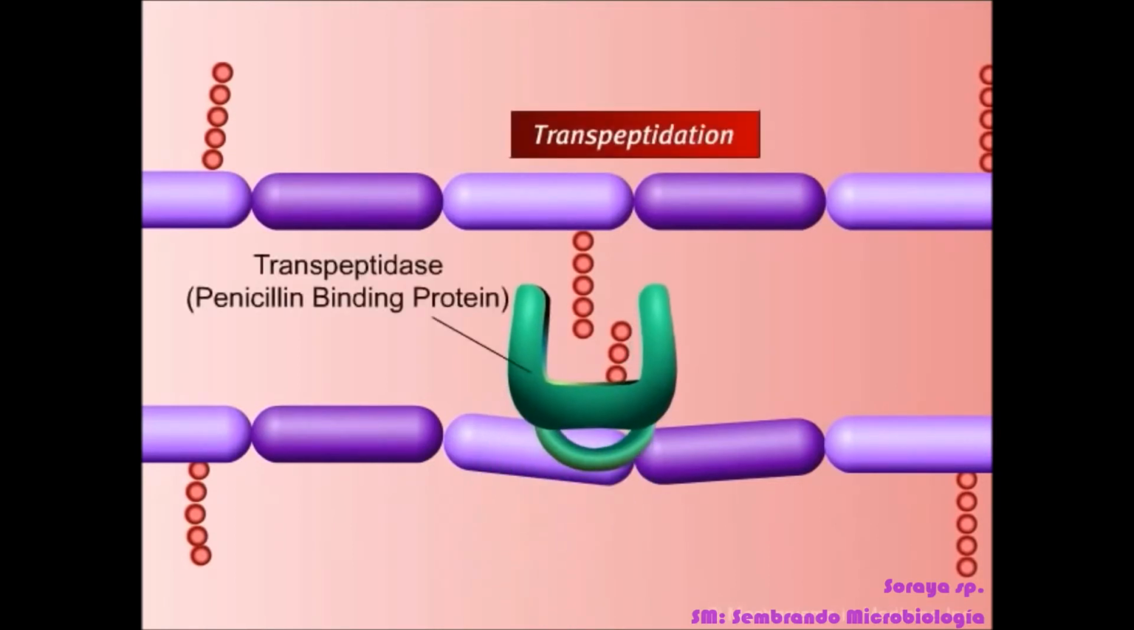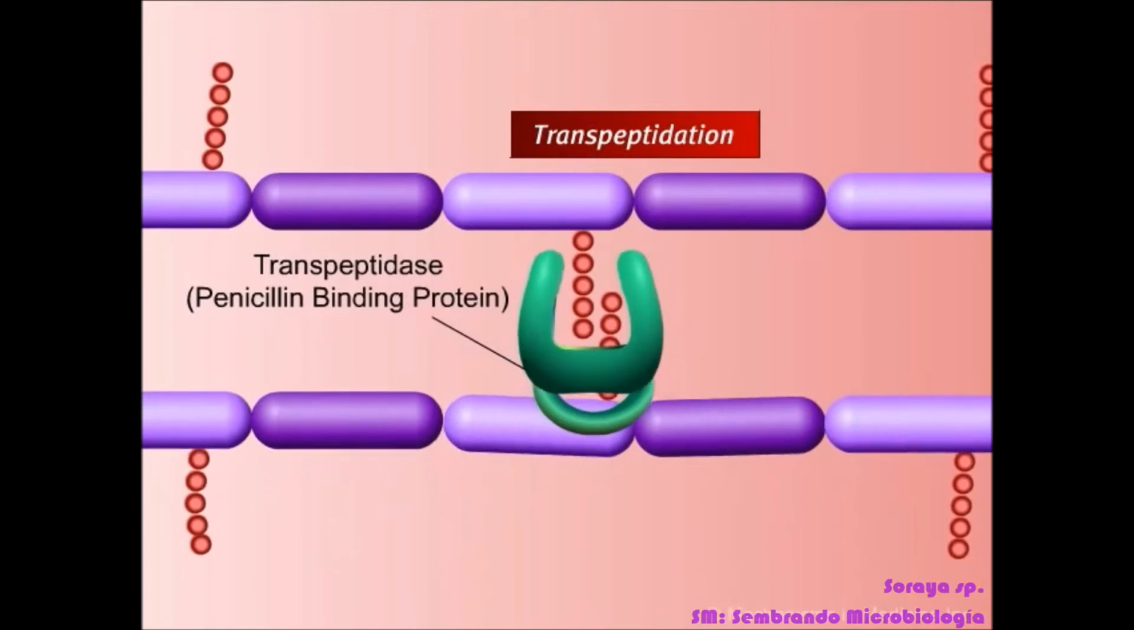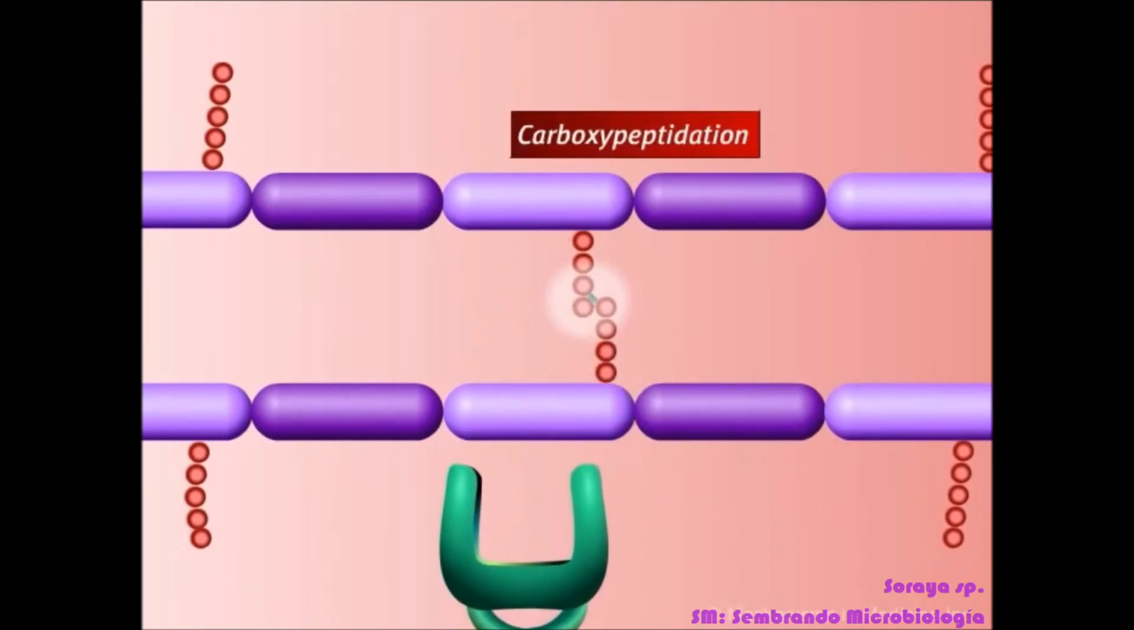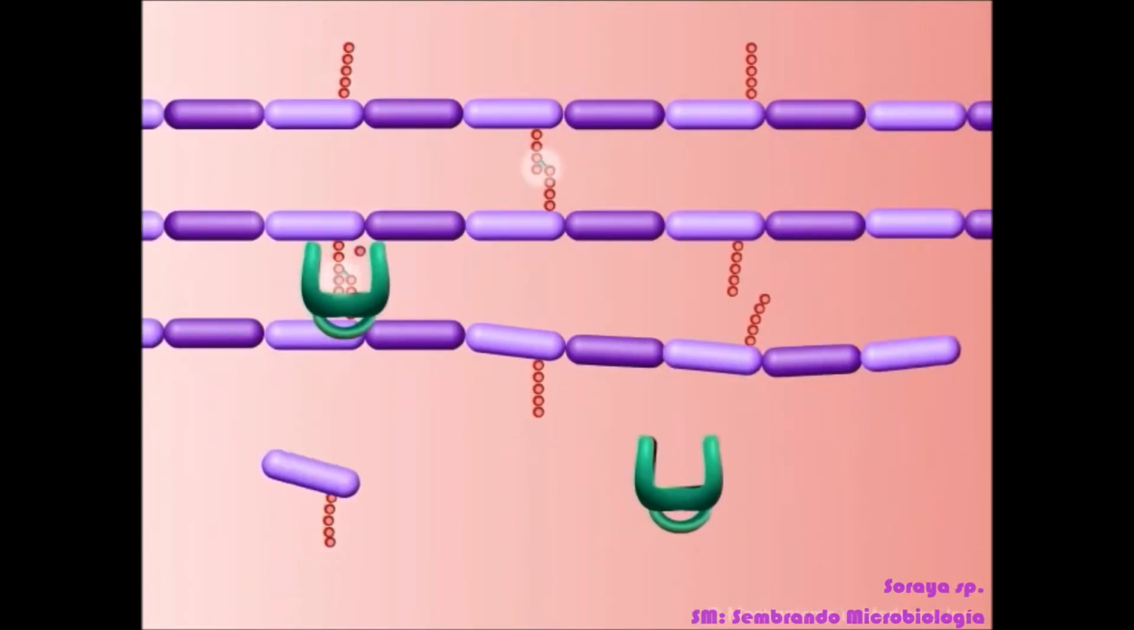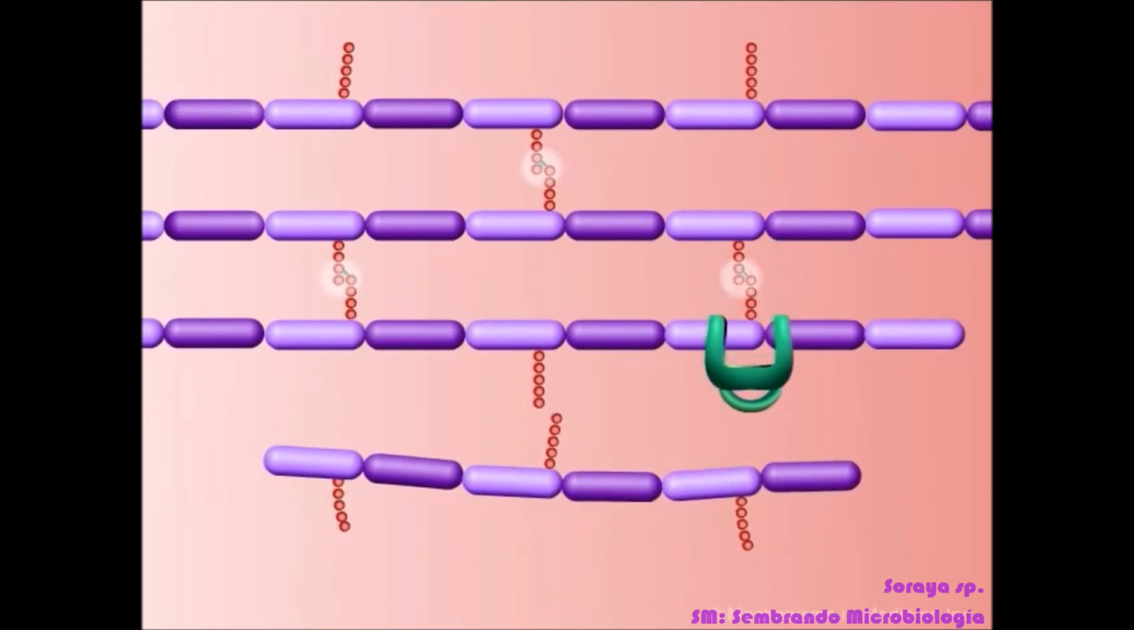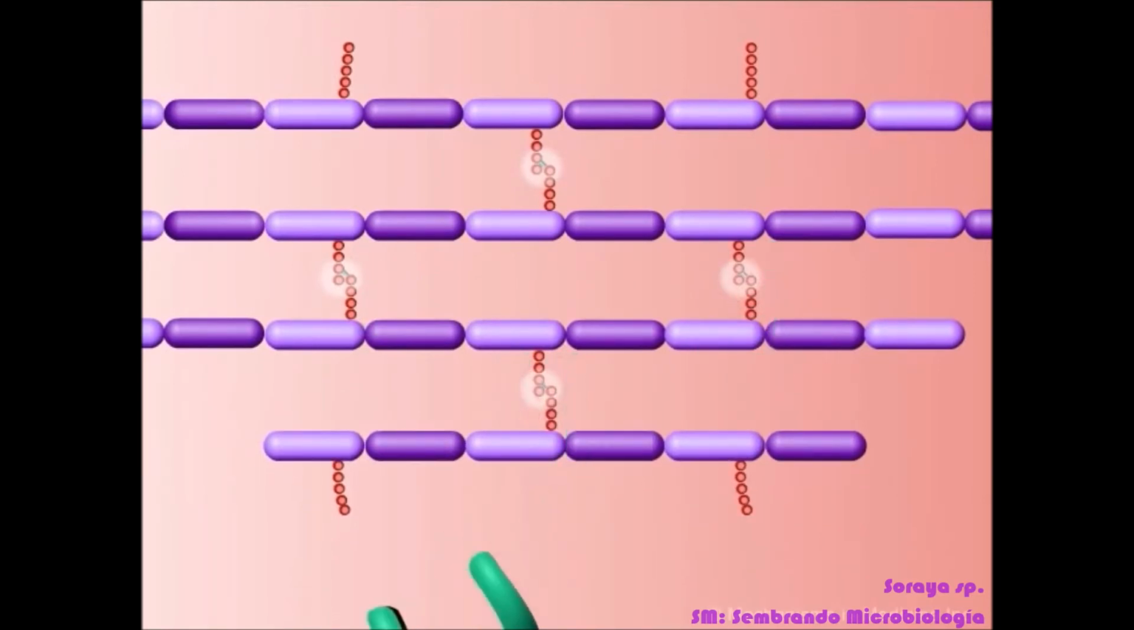Two major enzymes are involved in cross-linking: transpeptidase and D-alanine carboxypeptidase. These enzymes are also known as penicillin-binding proteins because of their ability to bind to penicillins and cephalosporins. Eventually, several layers of peptidoglycan are formed, all of which are cross-linked to create the cell wall.